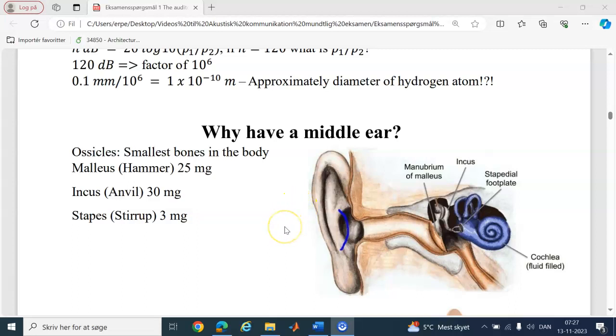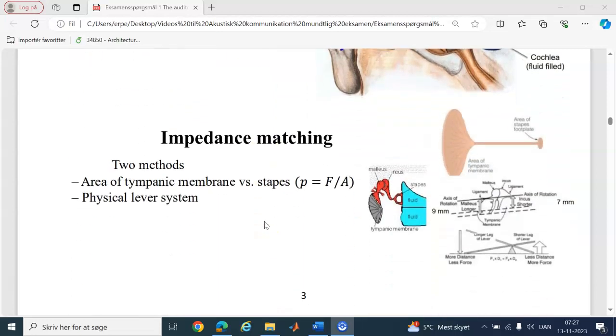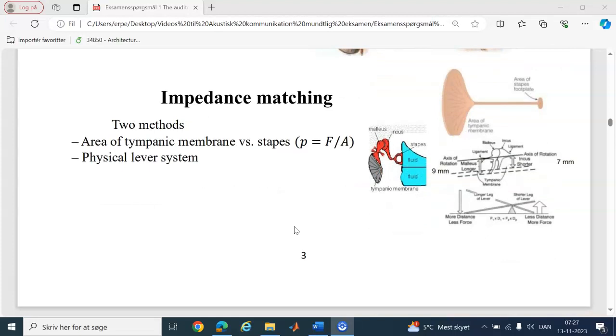Why have a middle ear? The ossicles are the smallest bones in the body: the malleus (hammer), the incus (anvil), and the stapes (stirrup). I talked about before that there's impedance matching going on. The area of the tympanic membrane versus the stapes gives a pressure enhancement, like a lever. Pressure is force divided by area.